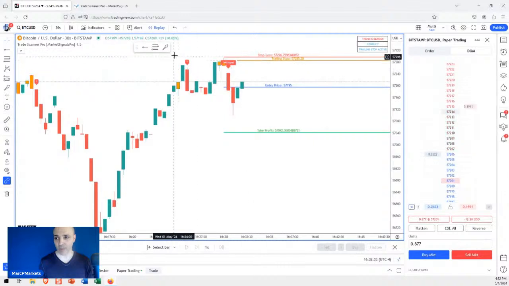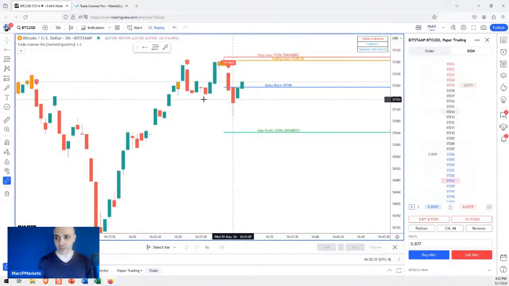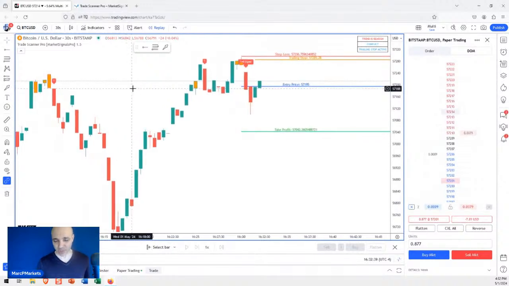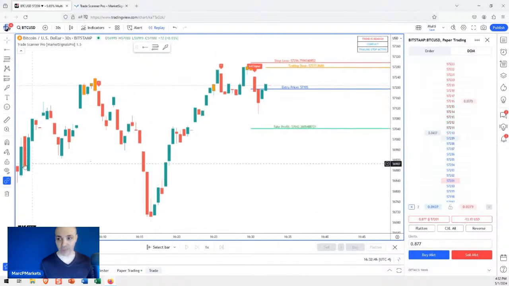My trailing stop is now present. You can see that. My risk is reduced barely. But let's see how this goes. Again, this is a 30-second chart. Okay, so things happen real fast on this. And things change real fast.